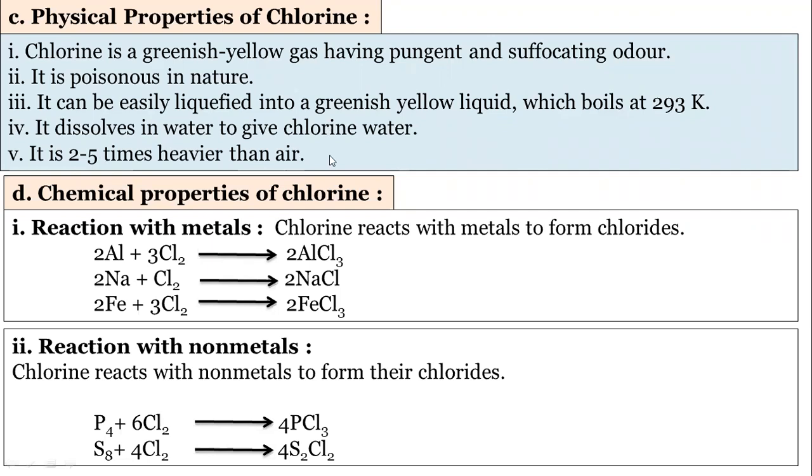Then chemical properties of chlorine. Chlorine reacts with metals to form chlorides, and it also reacts with non-metals to form their chlorides. So these are very easy reactions. When chlorine reacts with aluminum, aluminum chloride is formed. With sodium, sodium chloride is formed. When it reacts with iron, FeCl3 is formed. Then when it reacts with phosphorus and sulfur, which are non-metals, it forms phosphorus trichloride and sulfur chlorides. So these are the reactions with metals and non-metals.